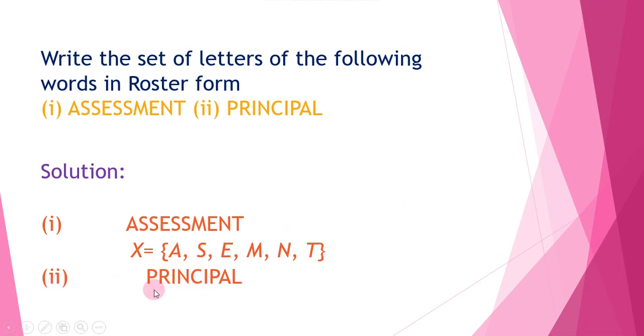And second one, principal. P comes two times and I comes two times, so write them only one time. So p, r, i, n, c, i we have written already, so don't write it again. p we have written already, so don't write it again. a, l. Are you clear now? In roster form you should not write any kind of repetitions. Are you clear now? Let us see next.